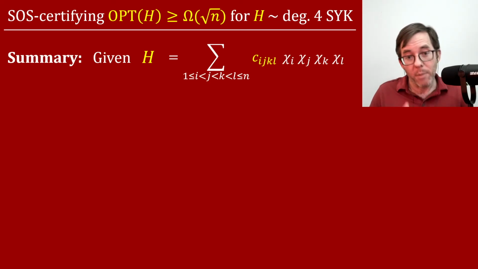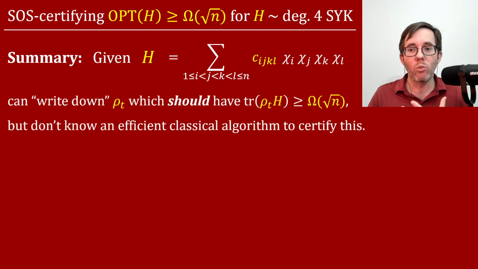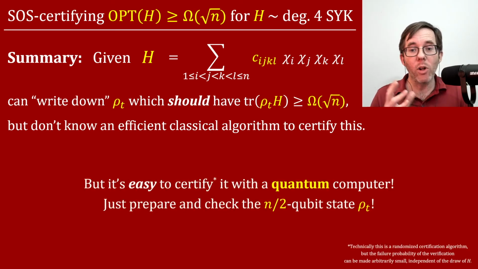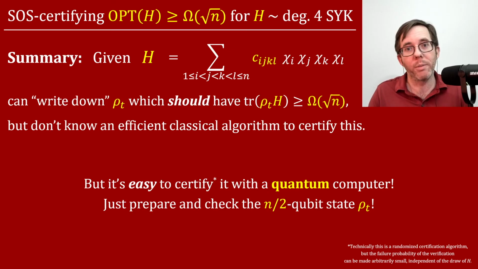So, just to summarize, given a random instance H of the degree 4 SYK model, we can immediately write down a state, rho t, which should be a witness that the optimum of H is at least order root n. Unfortunately, we don't know any efficient classical algorithm that will certify this with high probability. But it's actually easy for a quantum computer to certify this with high probability. It just has to literally prepare the state rho t and check that its trace value with H is large enough. Remember that this is all happening in dimension 2 to the n over 2, and this means that rho t just consists of n over 2 qubits, and it's easy to do this verification in polynomial time on a quantum computer.